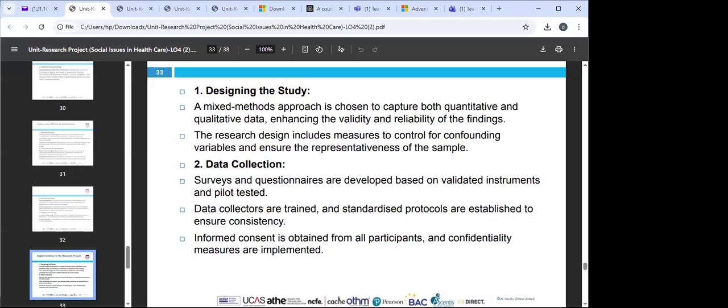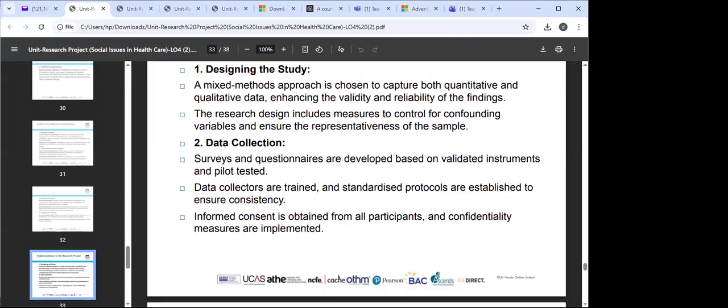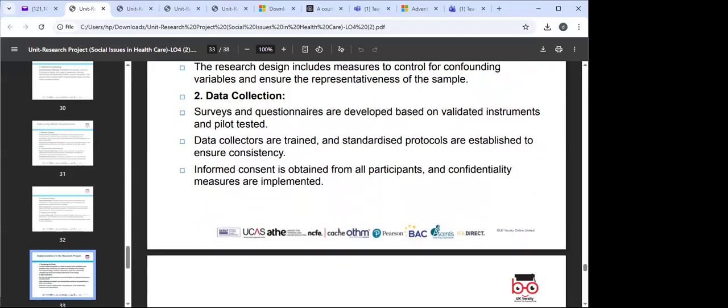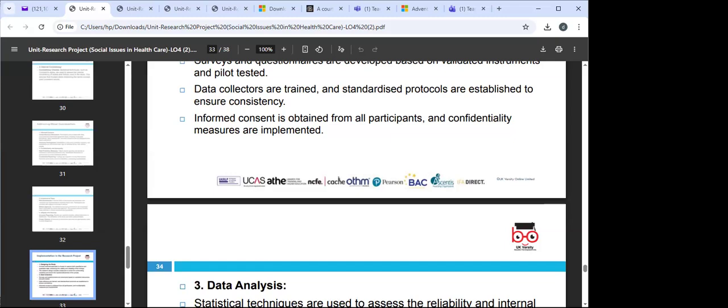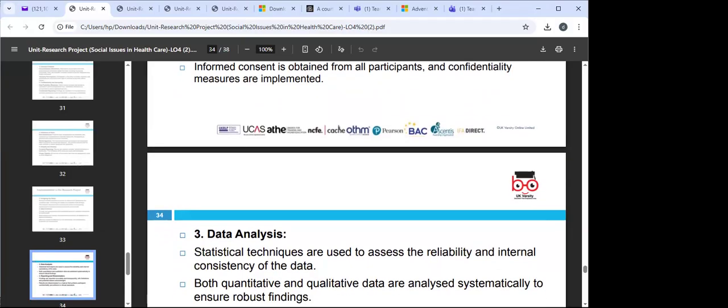And the difference between quantitative data and qualitative data. The research design includes measures to control for confounding variables and ensuring the representativeness of the sample, okay? Data collection. Surveys and questionnaires are developed based on validated instruments and pilot tested. Data collectors are trained and standardized protocols established to ensure consistency. Informed consent is obtained from all participants. Confidentiality measures are implemented, okay?